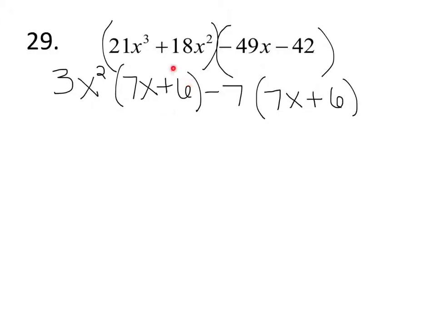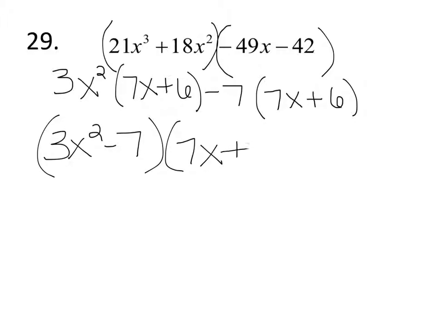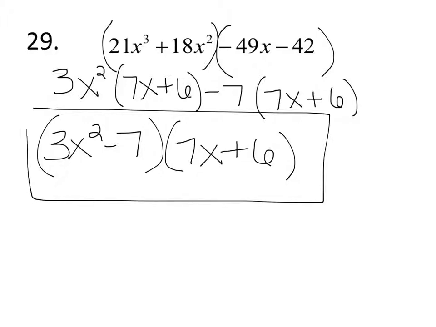Now the whole goal of factoring by grouping is that these end up being the same. If they don't, then maybe you need to realize that you need to factor out a negative. And then what you're going to do is write these together. So you have 3x squared minus 7, and then you write what this is, 7x plus 6. And that is your solution.